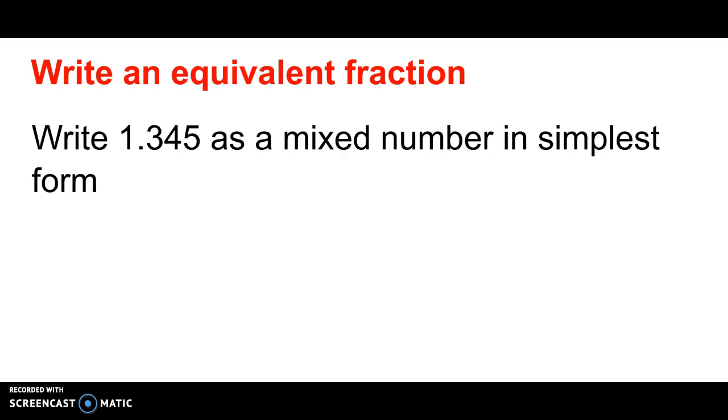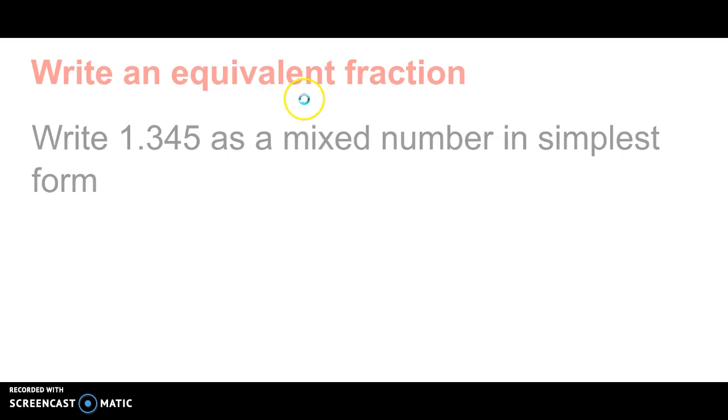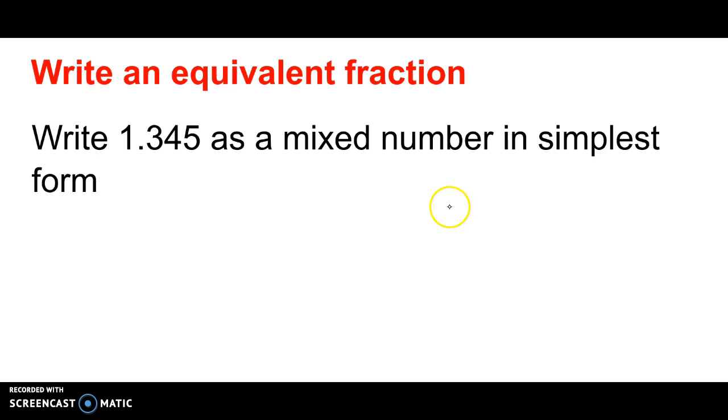Now, what if I want to write an equivalent fraction? Equivalent means the same thing as equal. So I want to write a fraction that is equal to 1.345. We want to write that as a mixed number because it's over 1. So this is my whole number right here, so it's going to be 1 and 345. Now, I have to figure out, is that tenths, hundredths, thousandths, millionths, whatever.